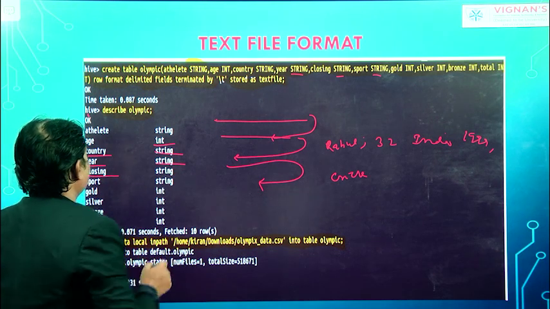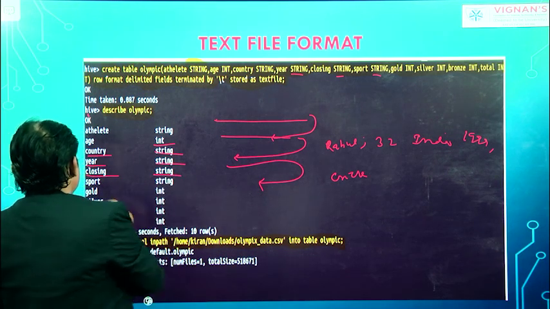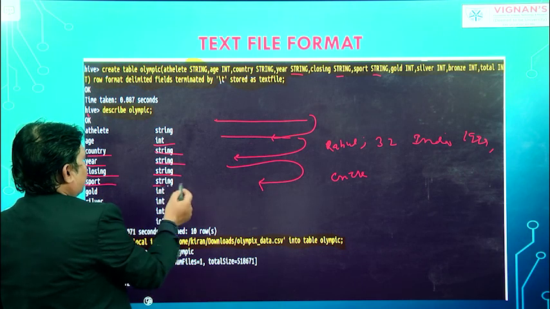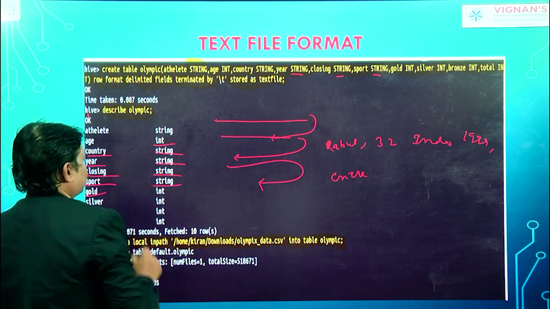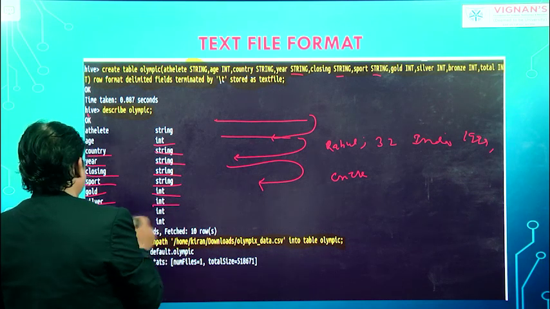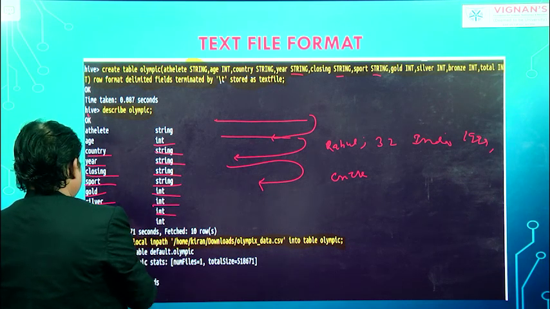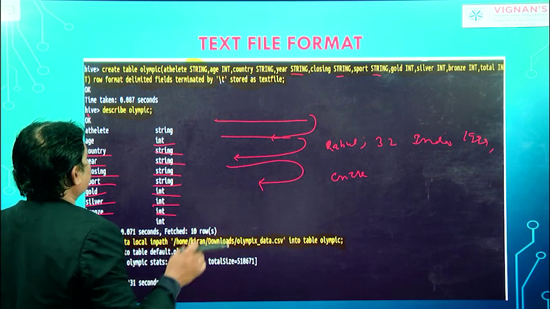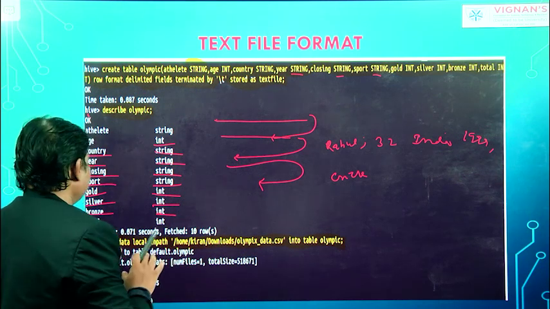Similarly, closing is a field, data type is string. Sport is also an attribute, data type is string. Gold is a field, data type is integer. Silver is a field, data type is integer. Bronze is a field, data type is integer. Like this, the table will be created.